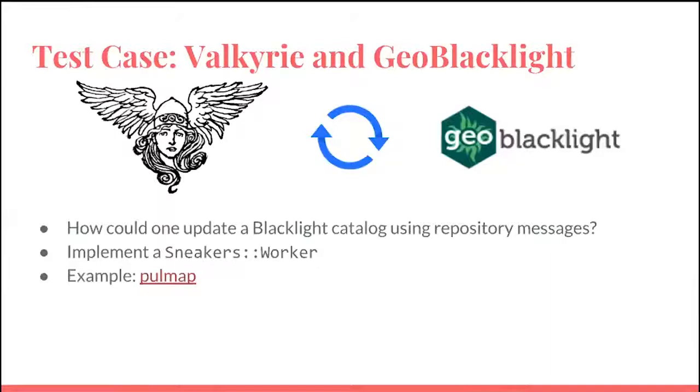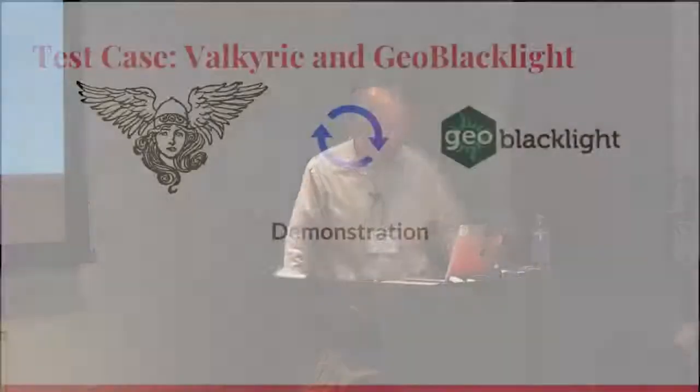So basically, how would one update a Blacklight catalog using repository messages? In other words, say we happen to be ingesting some scanned maps into our repository for preservation. We want to apply some metadata for the objects within our repository, but we want to actually take that data and push it out to a Blacklight instance, in this case GeoBlacklight, because we're dealing with geospatial assets. How does Sneakers make this work? How does Bunny make this work? I'm going to run through a demonstration in order to showcase this.